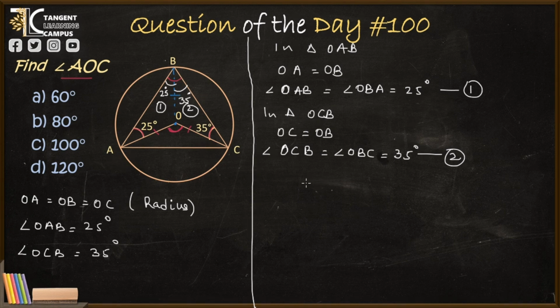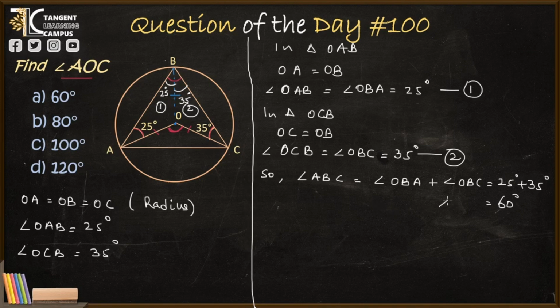And from 1 and 2, we can find angle ABC by adding these two angles. So angle ABC is the sum of angle OBA plus angle OBC, which is equal to 25 degrees plus 35 degrees. The sum of these two is 60 degrees. So we get angle ABC as 60 degrees. Now we get this whole angle as 60 degrees.